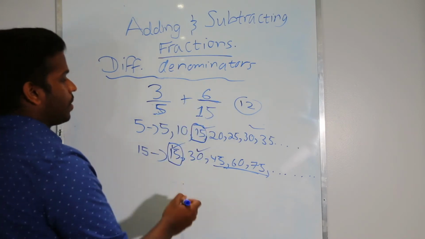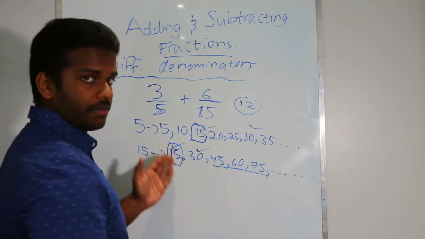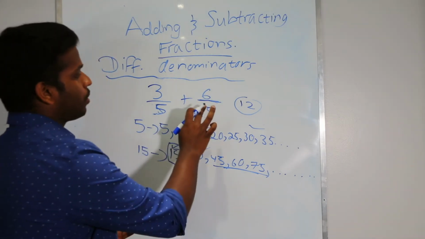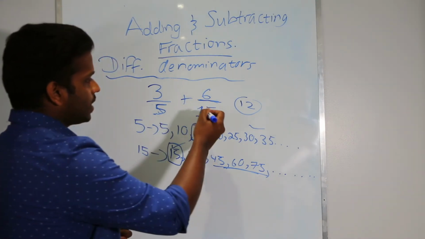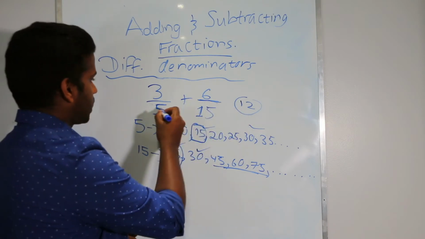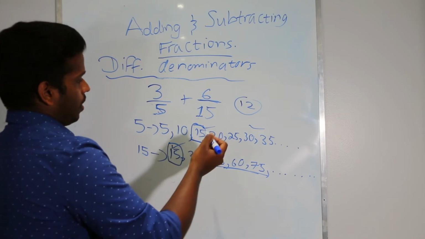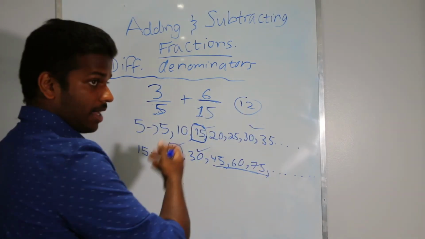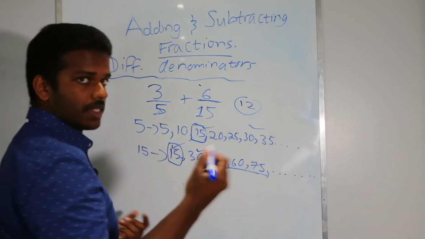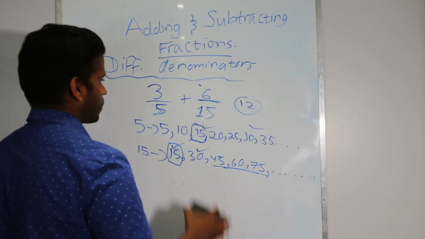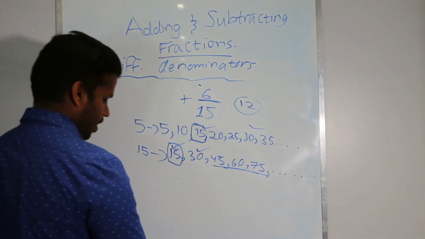So see how we got there? The lowest common multiple between 5 and 15 is 15 itself. So if it's 15, we don't have to change this fraction, the one where the denominator is already 15. But let's say this was not 15 and something else. We would have to change it to 15, or whatever the LCM was. But since the LCM is 15, this fraction doesn't change.